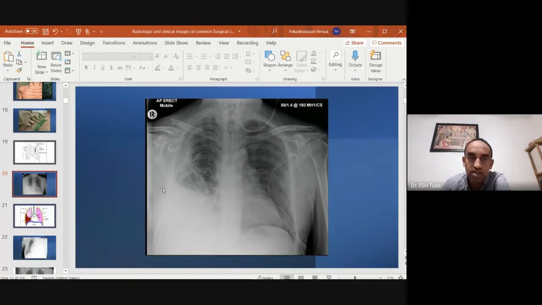Whereas here, it's obliterated and it's obtuse. The costophrenic angle is now obtuse, and it's completely independent.